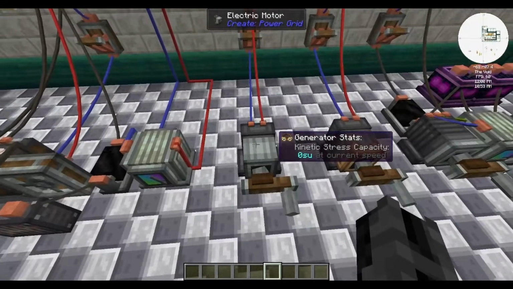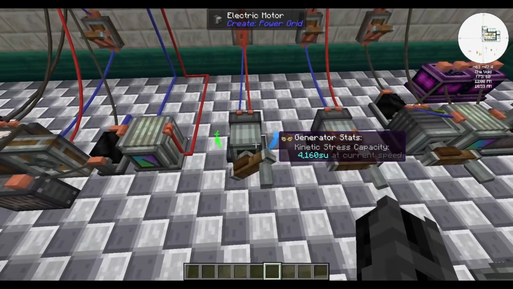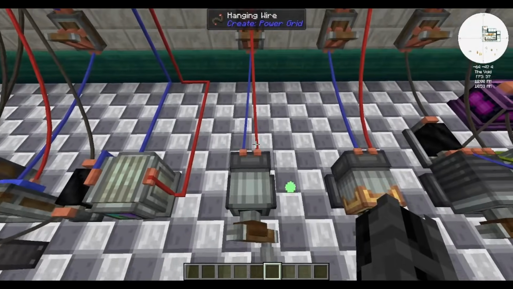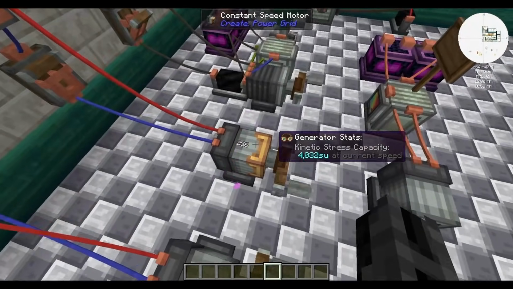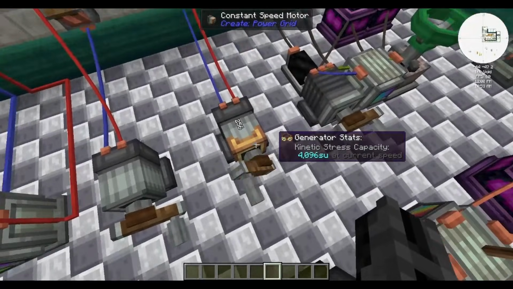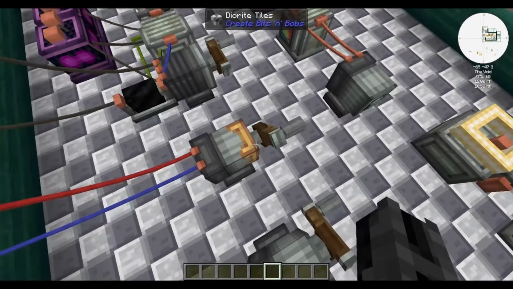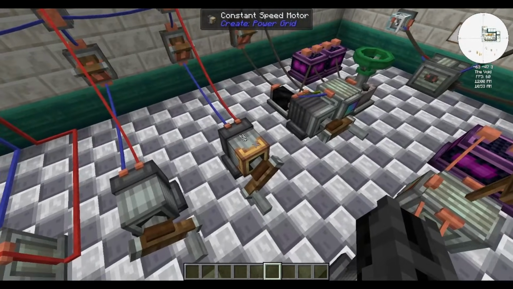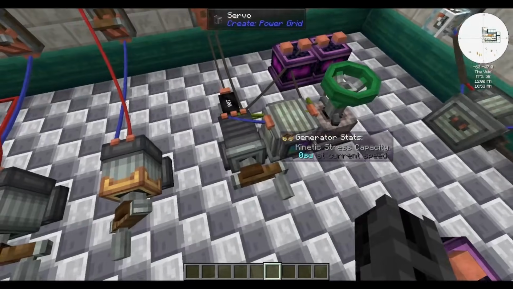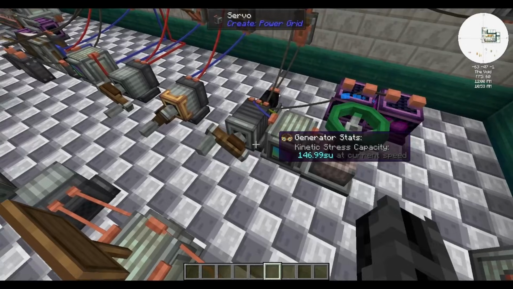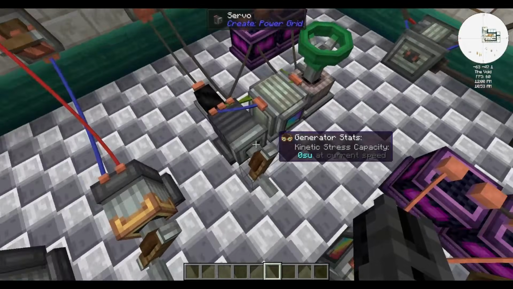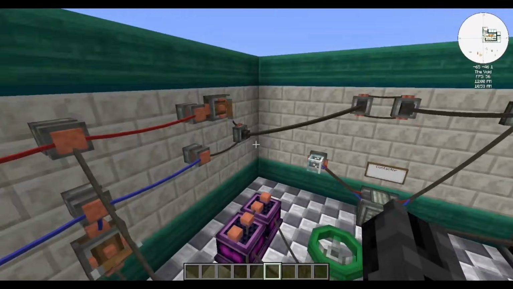So next up is the motor. It's pretty self-explanatory. You give it power and it spins. The constant speed motor maintains the same speed at any input voltage, although it loses stress units. And lastly is the servo, which requires a 0 to 5 input to set the angle. This is useful for creations you need to control precisely.